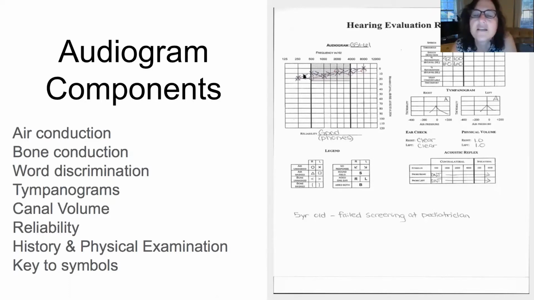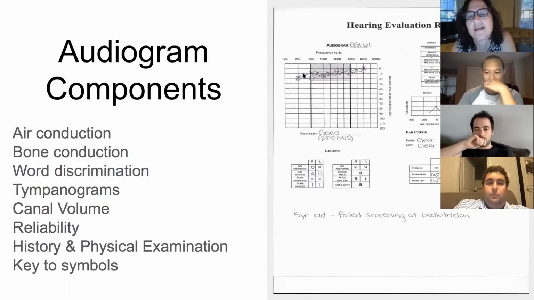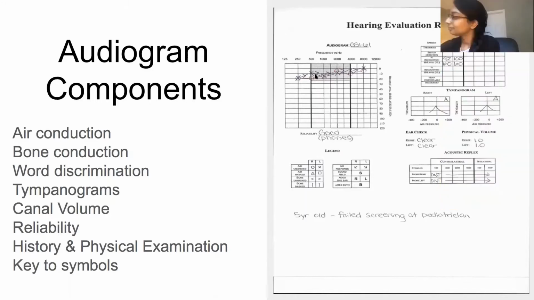Here you're going to see a little leftward mark. And that's going to be the bone conduction. And bone conduction is going to be the best hearing that the nerve can do. So in the perfect world, the bone conduction and the air conduction are the same. And in this case, this normal audiogram, that's what we're seeing.